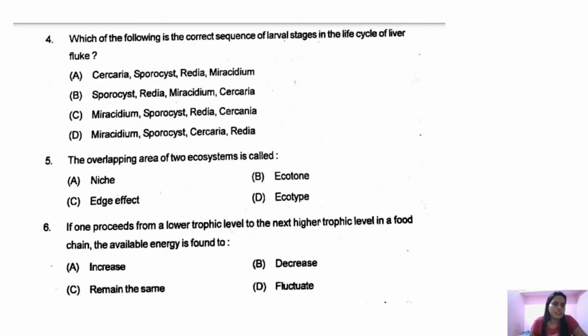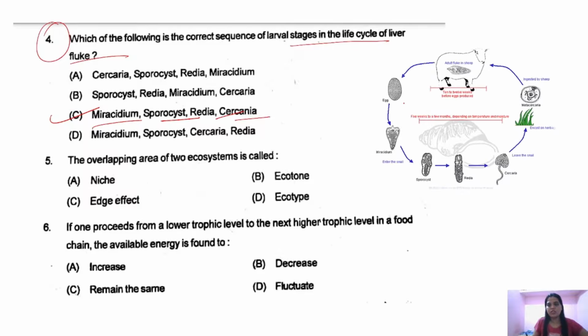Next, question number 4. Which of the following is the correct sequence of larval stages in the life cycle of liver fluke? So the right answer for this will be option C, that is Miracidium, Sporocyst, Redia, then Cercaria. Let's look at the diagram. Here you can see from egg to Miracidium, then Sporocyst, then Redia, then Cercaria, then Metacercaria, then back to the sheep's body. So this is the whole life cycle. So option number C will be the right answer.